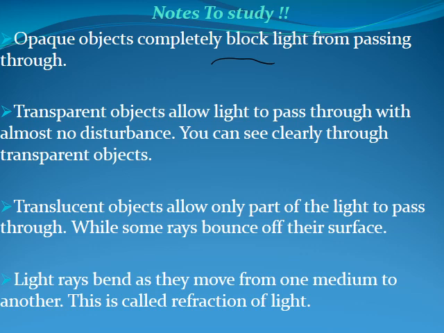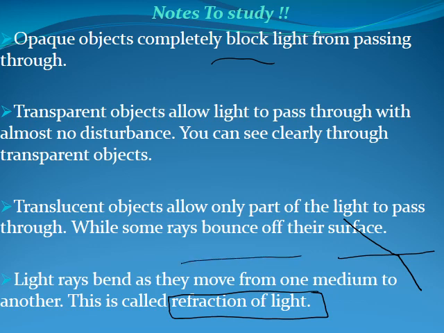Light rays bend as they move from one medium to another. For example, here we have a medium. Whenever light rays move, they bend. The bending of light, whenever it moves from one medium to another, is called refraction of light. There's a difference between reflection and refraction.